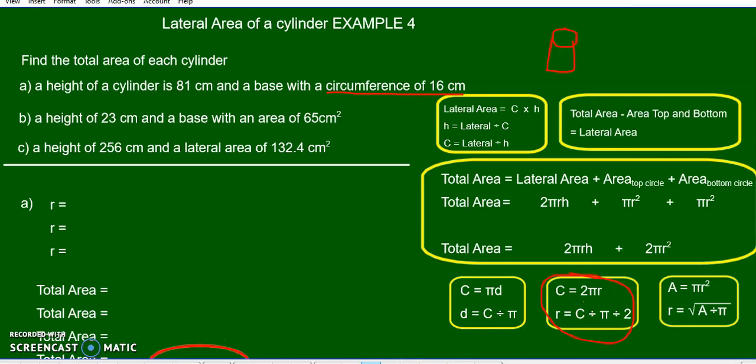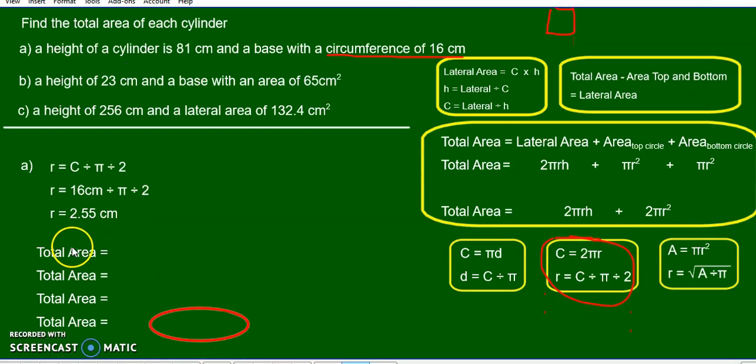So let's do that. Let's take our circumference, which is given, divide by pi, then divide by 2. The circumference is 16. 16 divided by pi will give me the diameter. Divide that by 2, I have the radius. So my radius is 2.55. Now that I know my radius, I can use my formula for total area. Total area is 2 pi r, which is the circumference, times the height, plus 2 circles. Pi r squared is the area of a circle, and there's 2 of them, one on top, one on the bottom. So I'm just going to recopy that formula here.